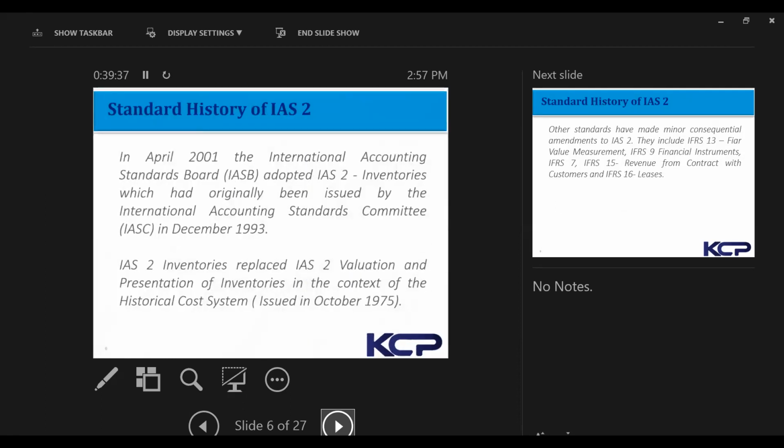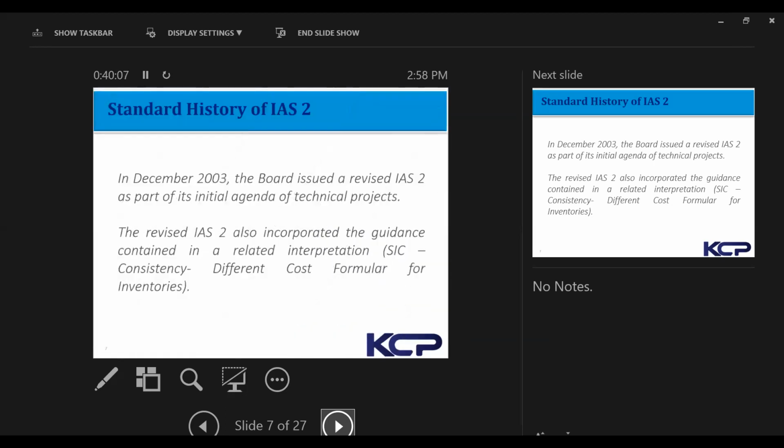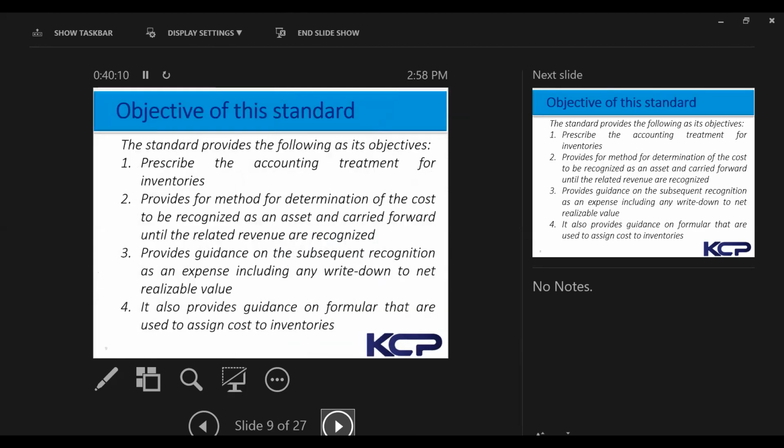You remember I mentioned it? 1975. Then it was not called inventory, even though it was still the same IAS 2. We call it valuations and presentations of inventories. It was adopted in 2001 by IASB. It did a lot of amendments, corrections, updates on it. That update then became effective with effect from what? 1st of January 2005. Is that clear?